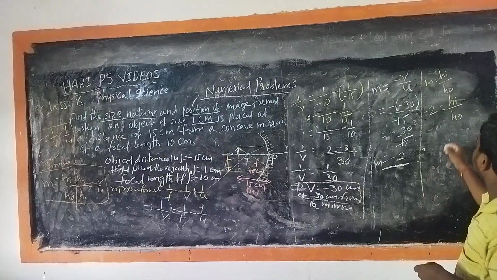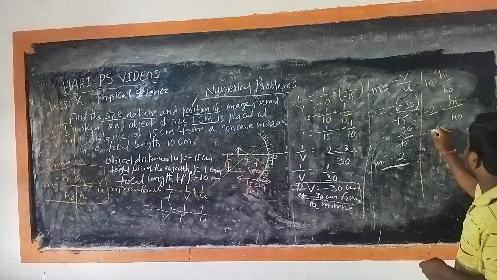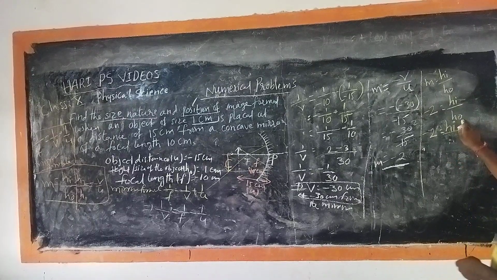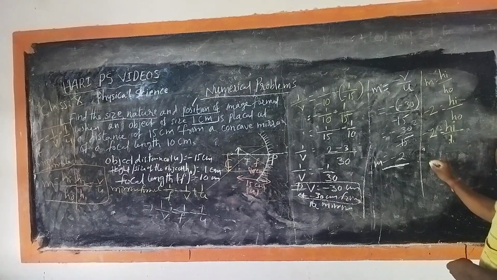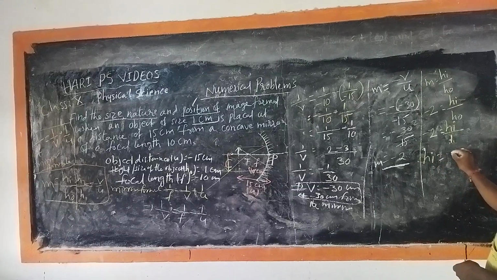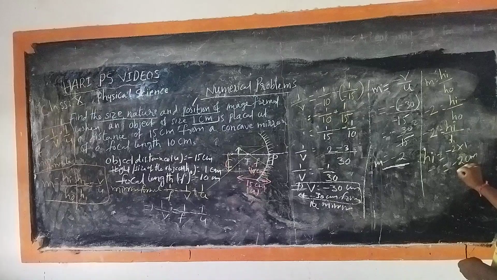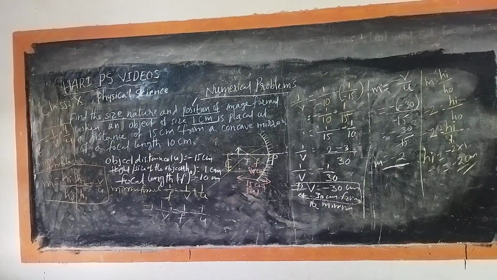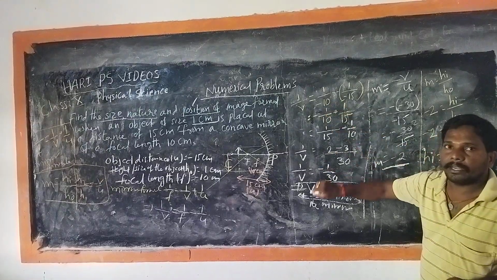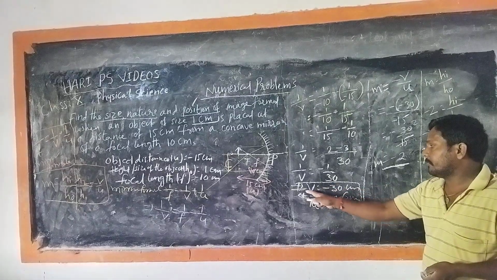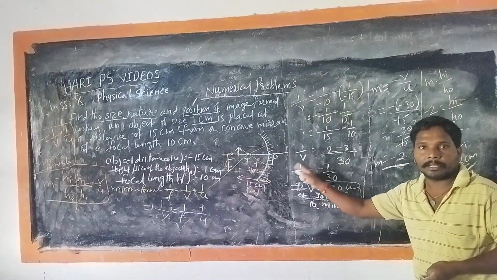Substitute: minus 2 is equal to hi by ho. ho is nothing but the object, how much? 1. So finally we write hi is equal to minus 2 into 1, that is equal to minus 2 centimeters. So first we find where the image of an object is formed. The image of an object is formed at 30 centimeters from the mirror.